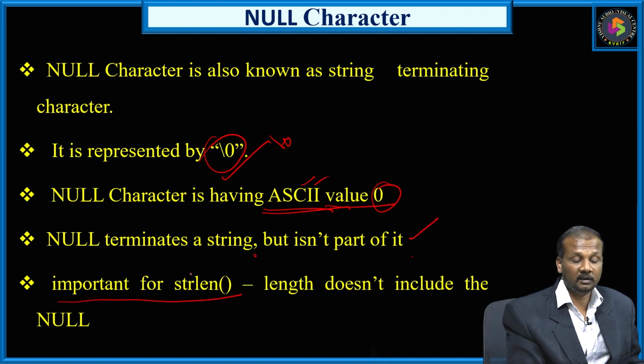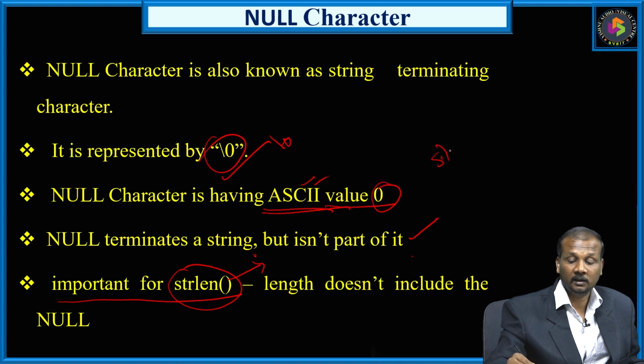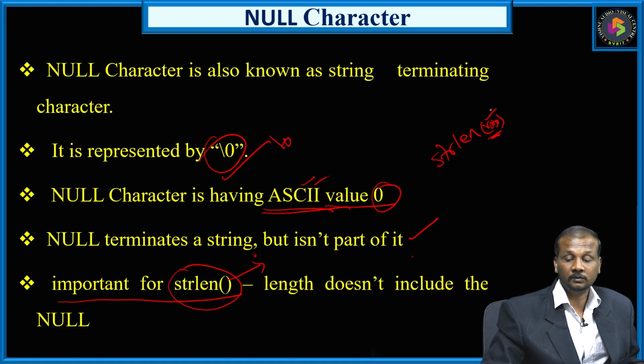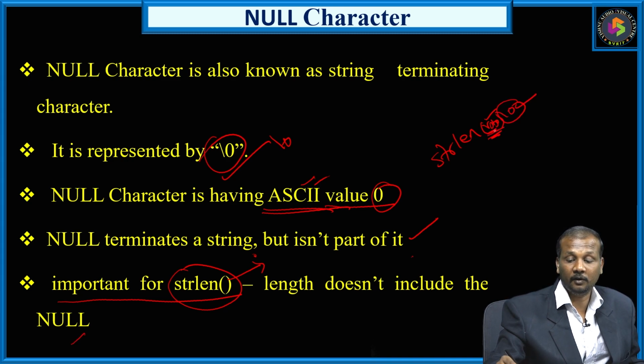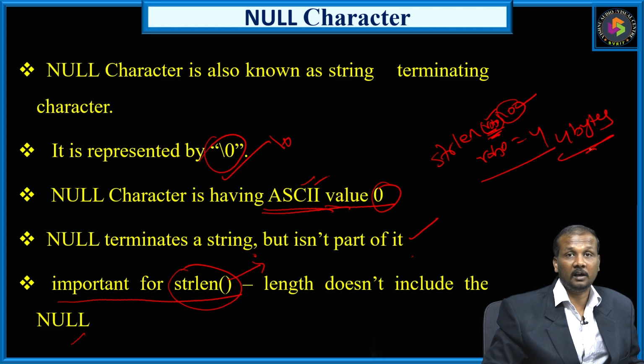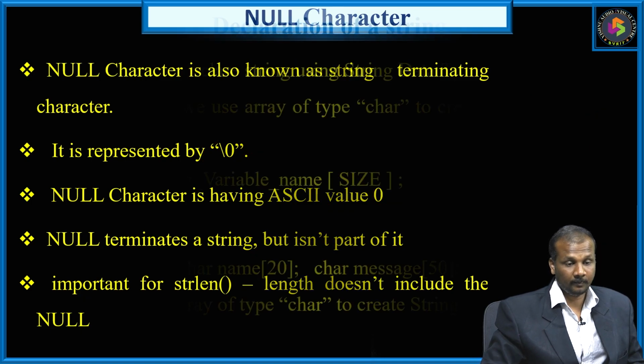This is important for string length. There is a string length function, which finds the length of the string. For example, the string length of "robo": how many characters are there? 4. It does not include the null value, \0. It only finds the length of robo. How many characters? 4. What is the memory? 4 bytes of memory. This is the null character representation.